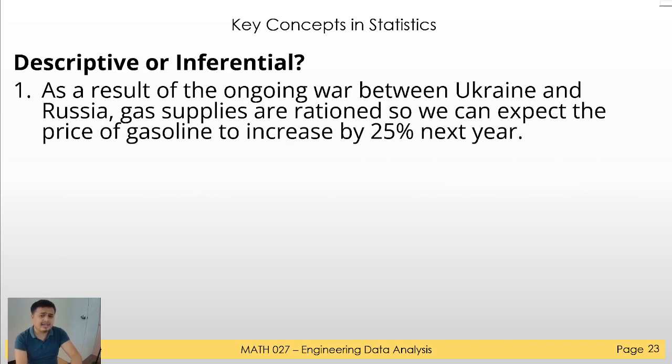Okay, so let's try differentiating what type of statistics is involved in the following scenarios, whether it is descriptive statistics or inferential statistics. One example here: as a result of the ongoing war between Ukraine and Russia, gas supplies are rationed, so we can expect the price of gasoline to increase 25% next year. We can expect, meaning it is creating some prediction. Therefore, we can say that this is inferential.